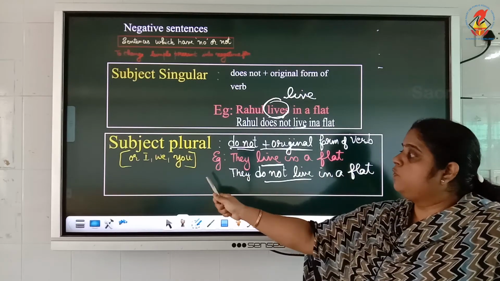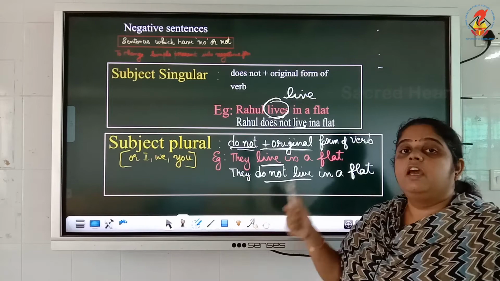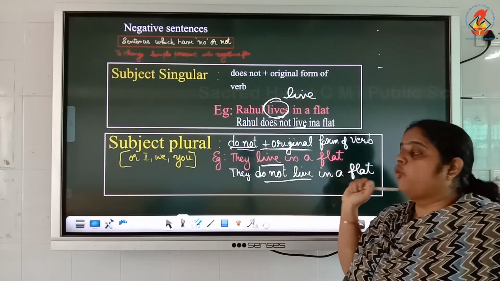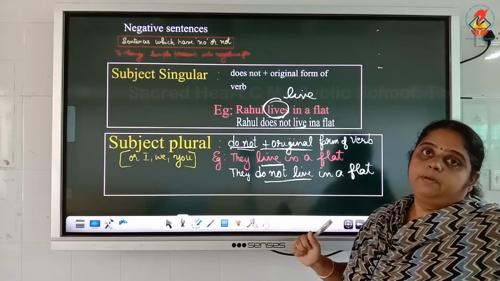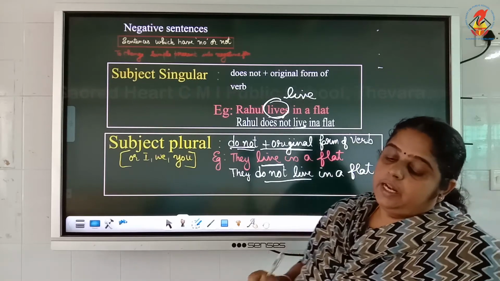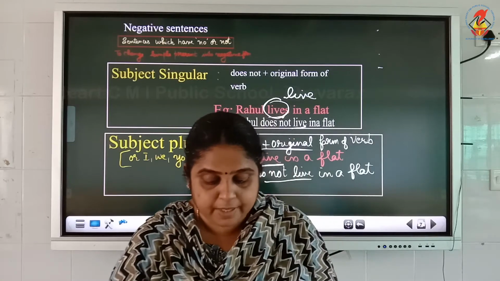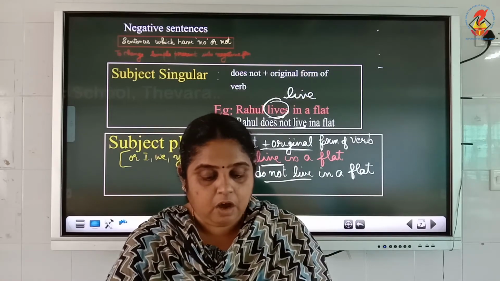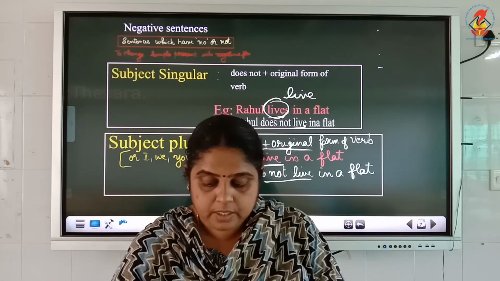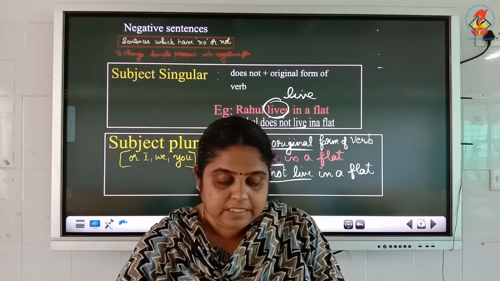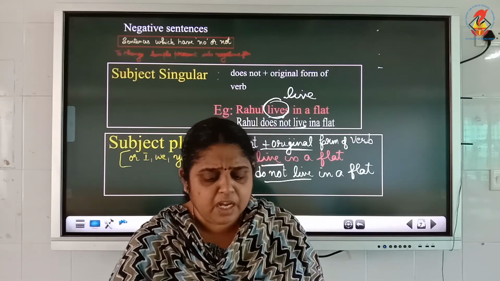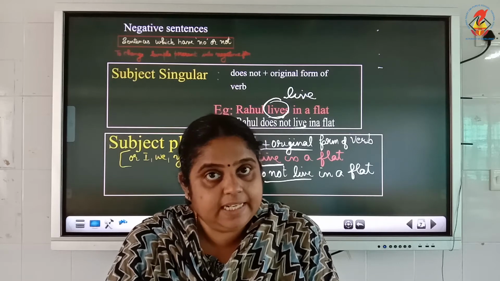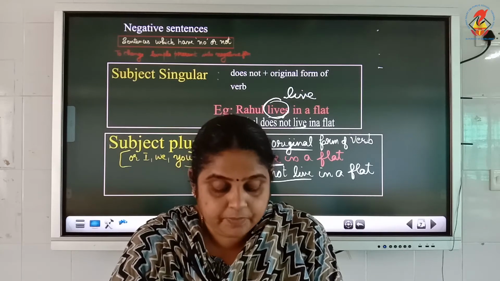If the subject is plural or the subject is I, we or you, we use do not plus the original form of the verb. I hope it's clear to you. Now, look at page number 66 of your textbook. We have some exercises to complete. That is, convert the following into negative sentences. One or two I will tell, the rest you can try yourself.